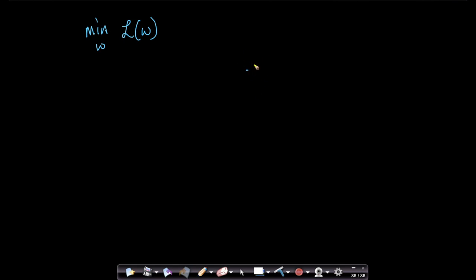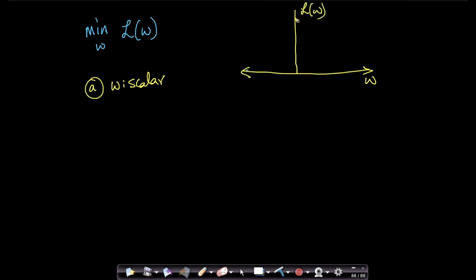Let's take some examples. If this function L is as follows, let's assume W is a scalar, just for simplicity. So case A, W is a scalar, which means it's just one value. This is your W. Then I can plot L of W on the y-axis. Scalar basically means it's just one variable, a one-dimensional vector, so I can plot my loss on the y-axis.